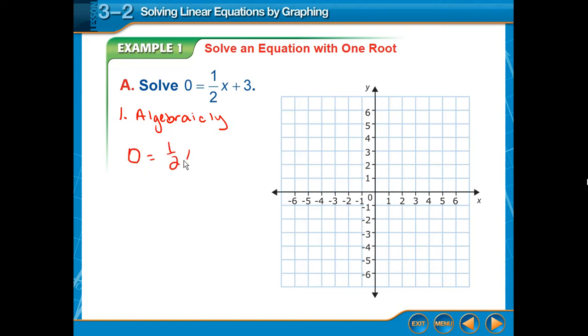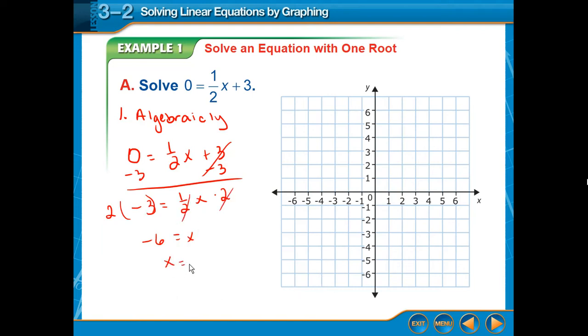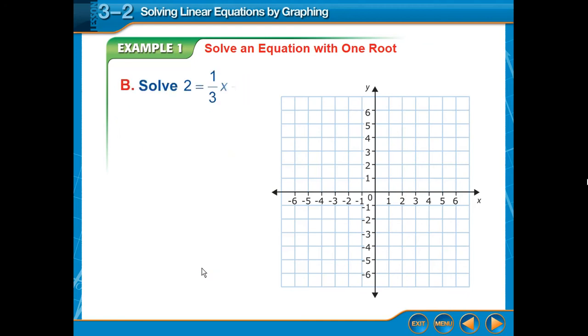So if we have 1/2 x plus 3, first thing I'm going to do is subtract 3 from both sides because I want to get rid of that plus 3. So I get negative 3 equals 1/2 x. Okay, and to get rid of that 1/2, I'm going to multiply by the reciprocal, 2 over 1, or just 2, to both sides. And I get negative 6 equals x. So x equals negative 6. So you can solve these algebraically. On B, we're going to focus on solving it graphically.